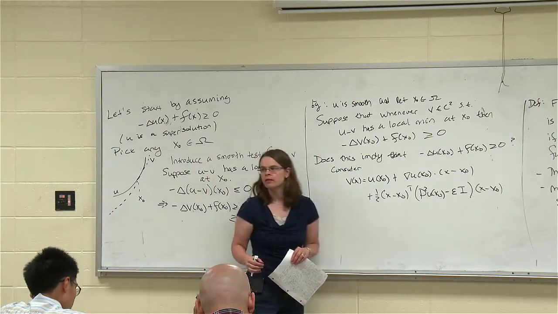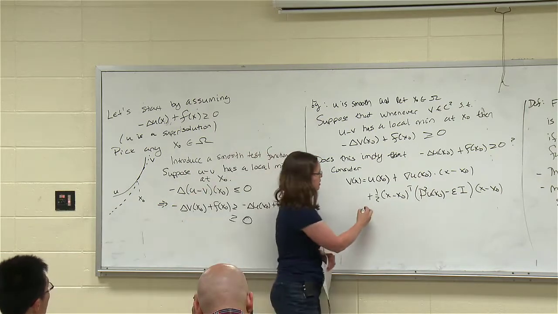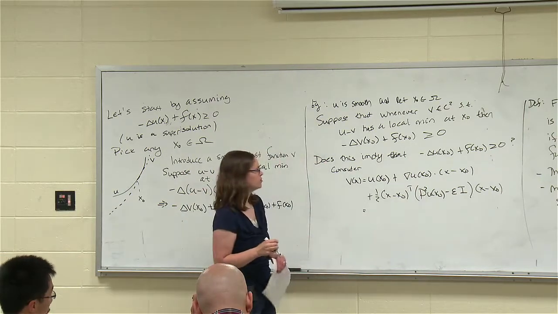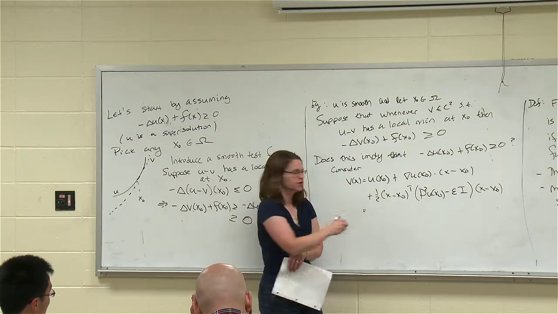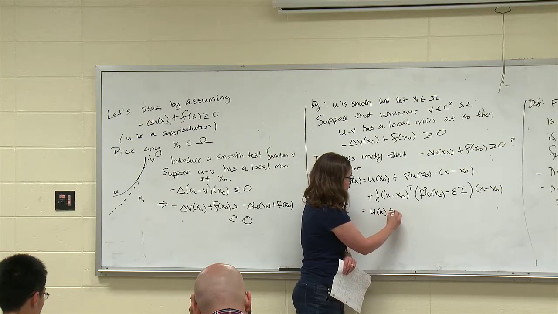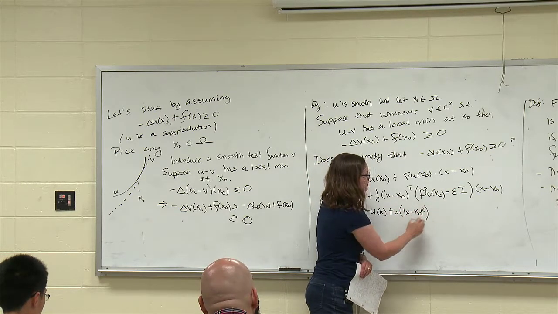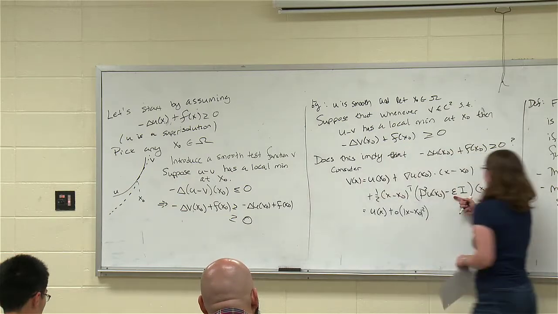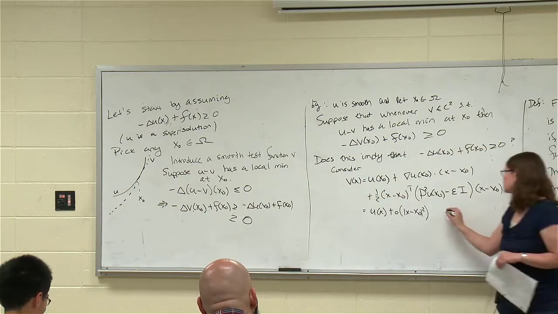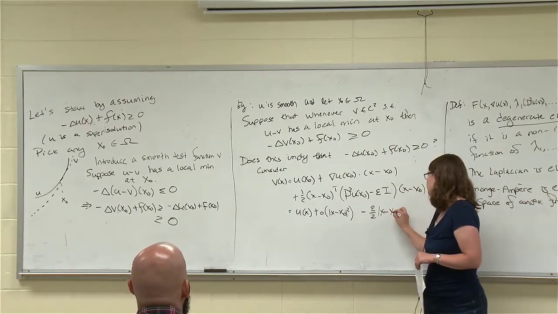I suggest this as a test function. Again, most of this is just a second order Taylor approximation. So this is u of x plus something that's smaller than x minus x naught squared. And then I have this extra term, minus epsilon over 2 times x minus x naught squared.